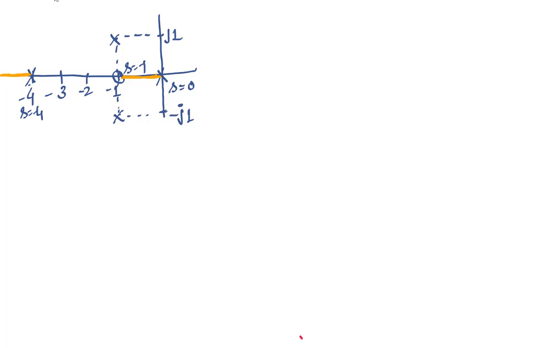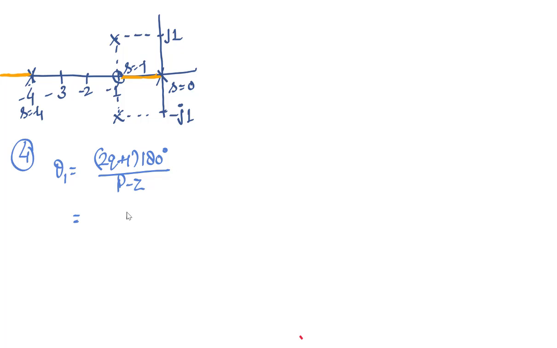So next thing is asymptotes, right? Because P minus Z is equal to 3, we will get three asymptotic angles, right? So theta 1 would be (2q plus 1) times 180 degree divided by P minus Z, right?